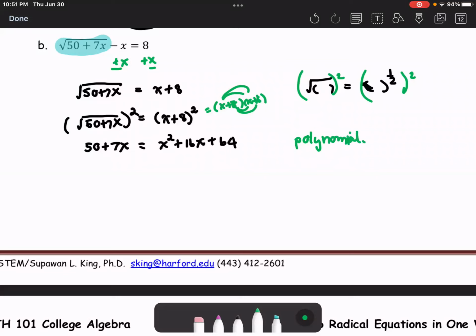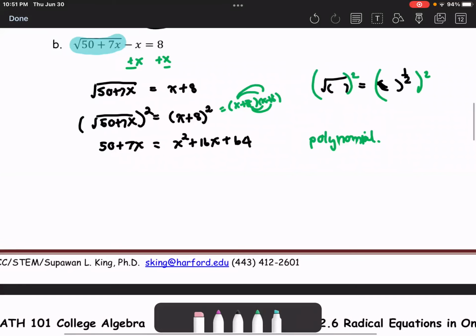Now we're going to solve this polynomial equation by moving all terms to one side, and then the other side is 0. Since x squared, which is the highest order, is on the right-hand side, we're going to move every term to the right by subtracting 50 and 7x from both sides of the equation.